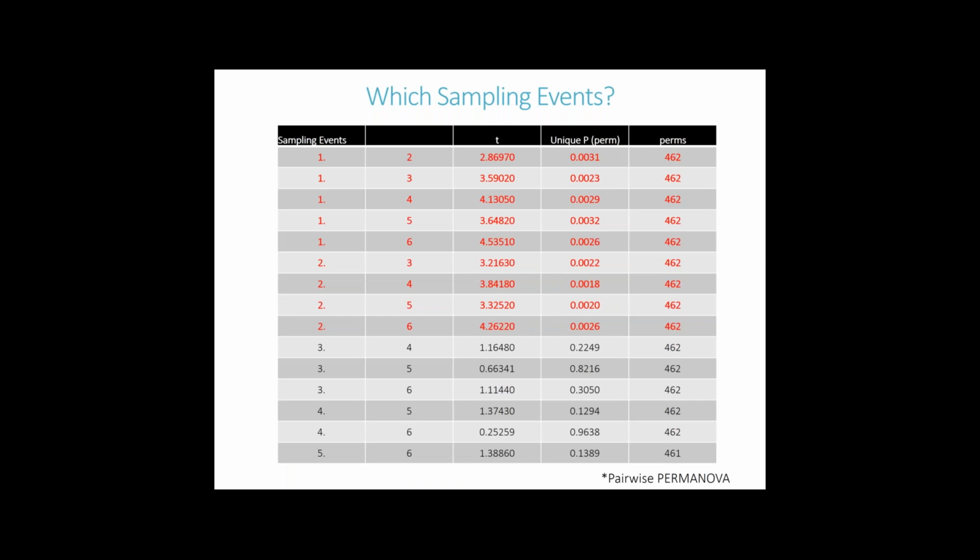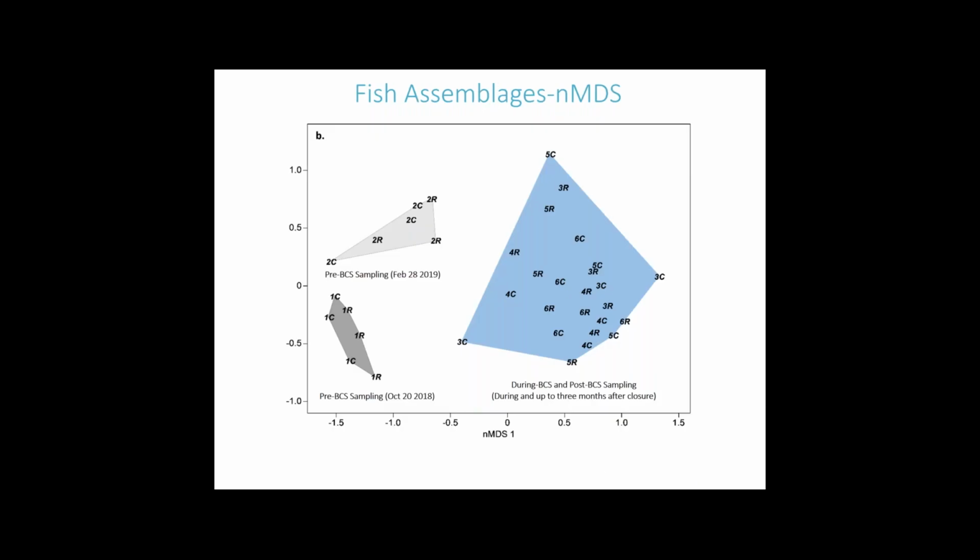Which sampling event? We ran a pairwise PERMANOVA, and basically the only comparisons that were significant were 1 and 2 versus all of the other sampling events. In fact, 1 and 2 were statistically different from each other in addition to everything else as well. And so when we regroup this based on that analysis, we see 3 distinct fish assemblages associated with sampling event.